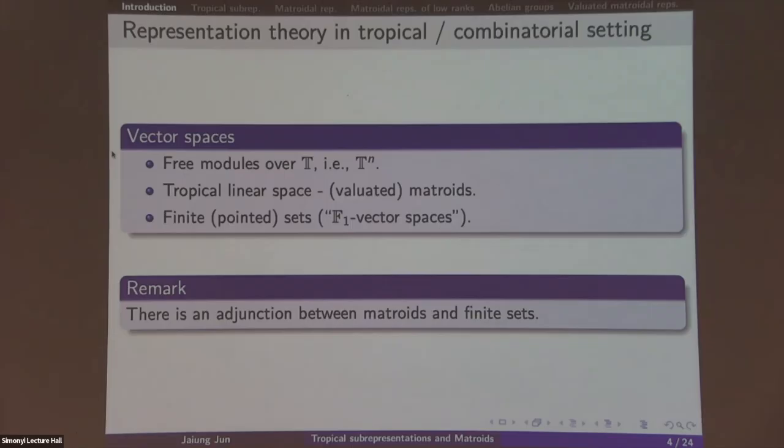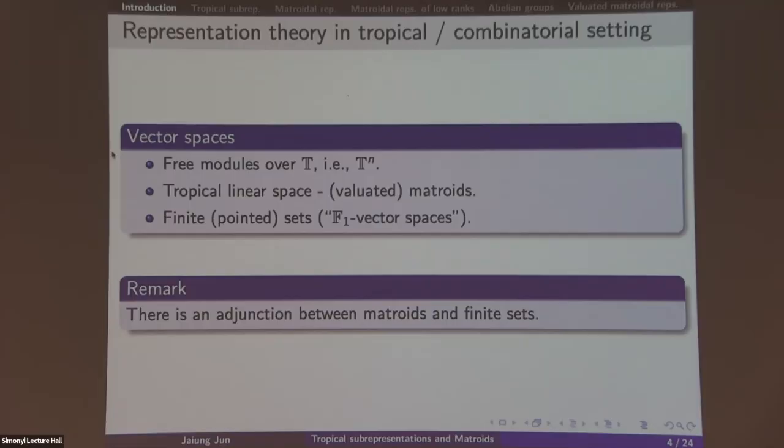And to go into representation theory in a tropical or combinatorial setting, I should consider what kind of object I can use as a vector space. I have met three different mathematical objects which can be used as a vector space in this context. The first one is the most naive one: a free module over T, which is nothing but T to the N. And the second one is a bit algebraic and a bit combinatorial, that is, a tropical linear space or valuated matroid.